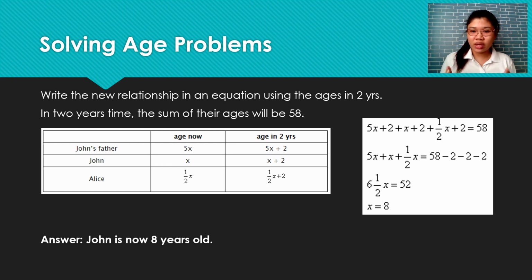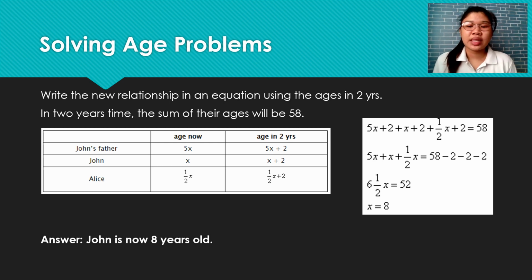So we combine all the variables with all of the variables and then the constants on the other side. 5x plus x plus 1/2 x, that is 6.5x, which is equal to 58 minus 2 minus 2 minus 2, that is 52. So 6.5x is equal to 52, that is, x is equal to 8. So John, as our x age, is now 8 years old.